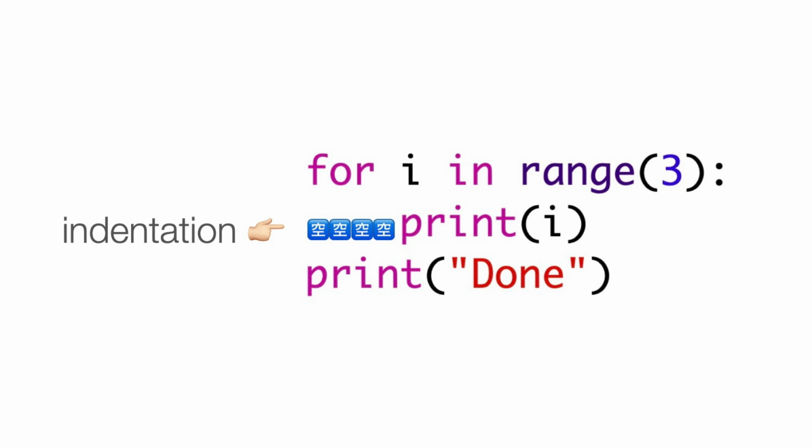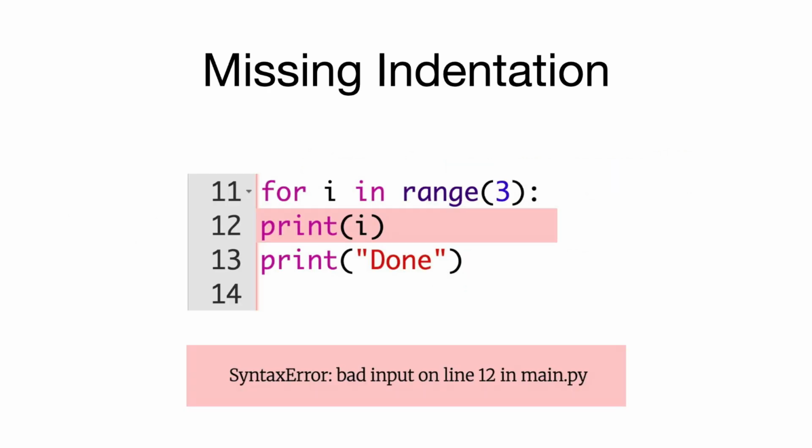In Python, indentation is very important. You need to add spaces in front of the lines inside the loop. Usually, we use 4 spaces. If you forget to indent, or if the spaces are not the same, Python will give you an error.